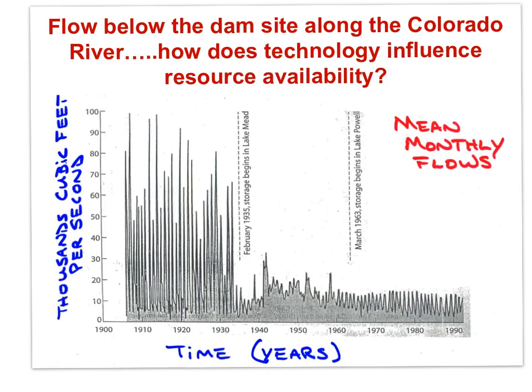The Colorado River experienced high variation in the magnitude of flows over time until the Hoover Dam was built in 1935, and that reduced the variation in flow. In other words, technological change altered water availability.